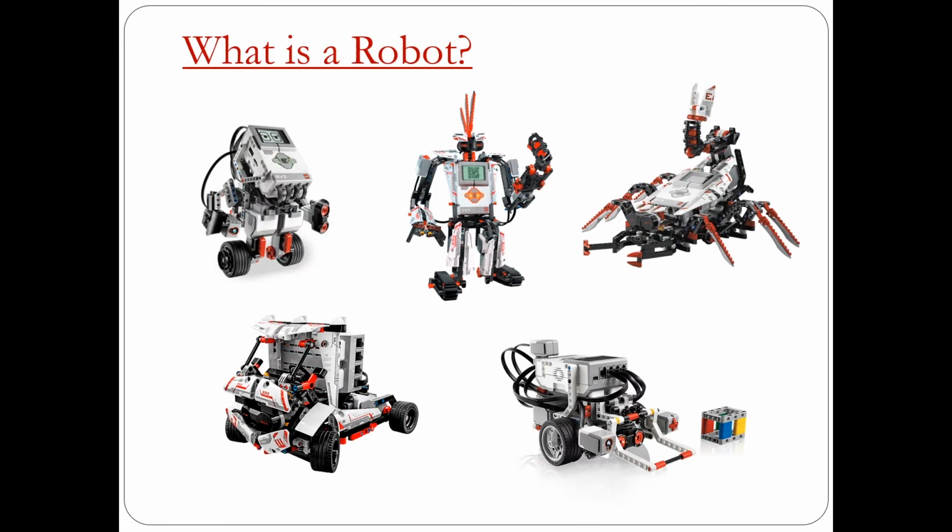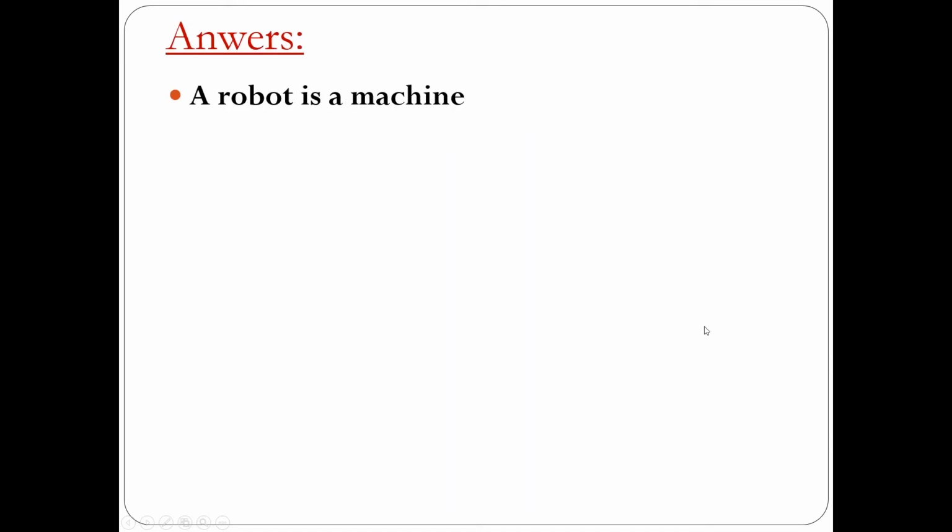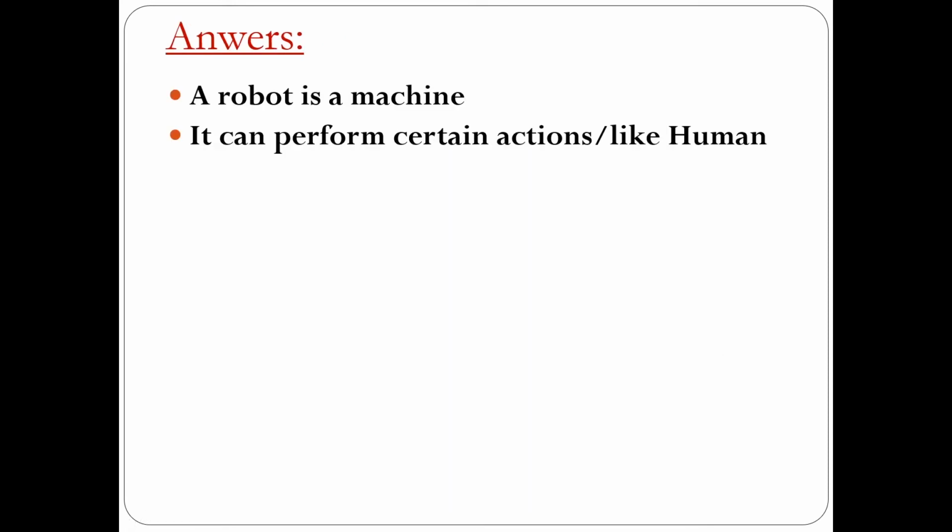First, what is a robot? As you can see here, we have a lot of different kinds of robots that we can create. But what is a robot? A robot is a machine, always remember that. It can perform certain actions like a human. It can move like a human. It can imitate the movement of a human. Some robots can walk, speak, run, jump, etc.